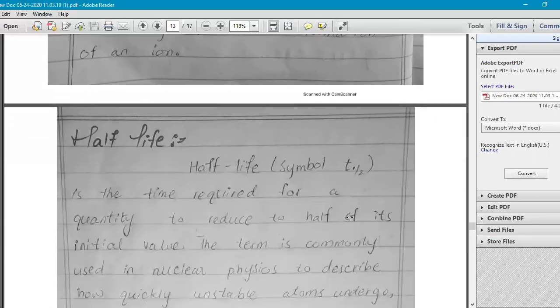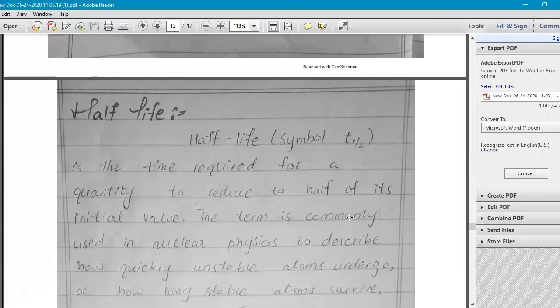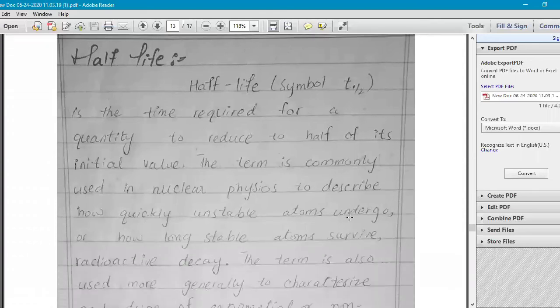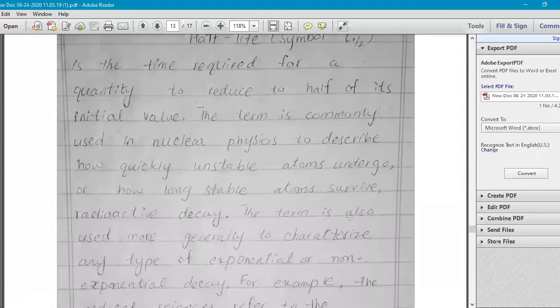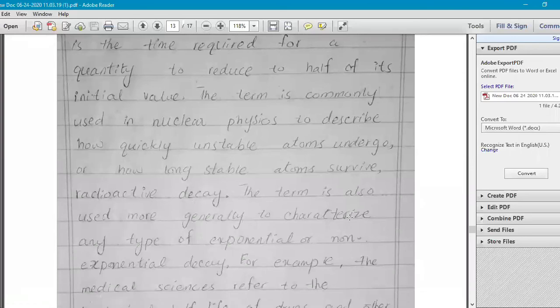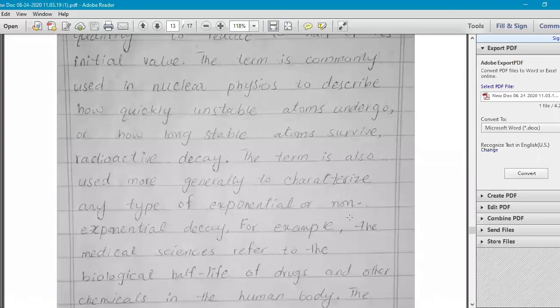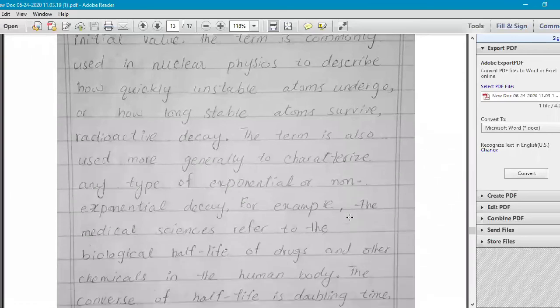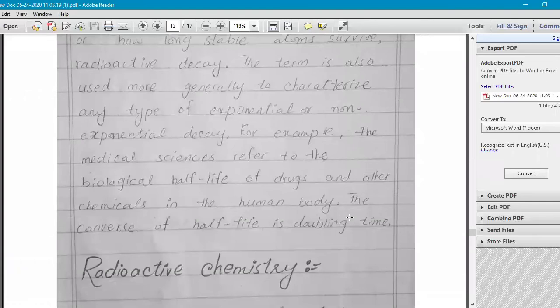Next, we talk about half-life. Half-life is the time required for a quantity to reduce to half of its initial value. The term is commonly used in nuclear physics to describe how quickly unstable atoms undergo radioactive decay.